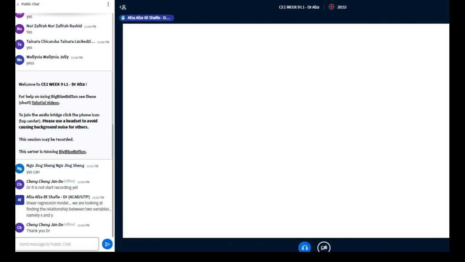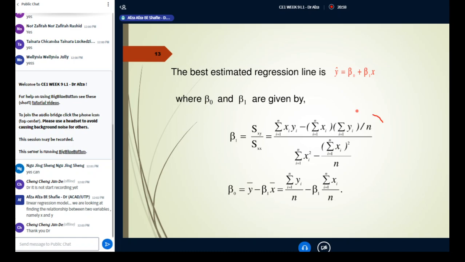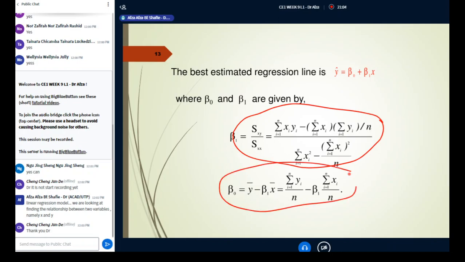Okay, then once we get that, we estimate using this, which is basically the sum of squares of the xy over the sum of squares of the x. Okay, sum of squares over there. So this is very mechanical.